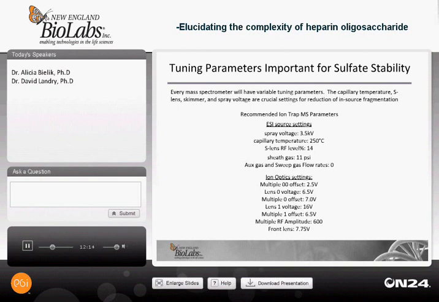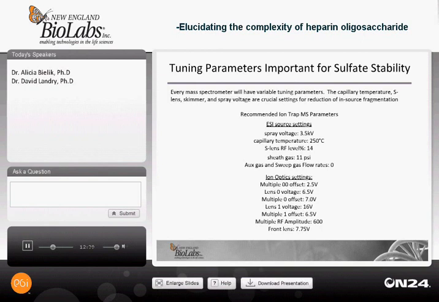Every single mass spectrometer will have variable tuning parameters. Some of the most important tuning parameters are the capillary temperature, the S-lens, the skimmer, and the spray voltage. And these are all crucial settings for reduction of in-source fragmentation.